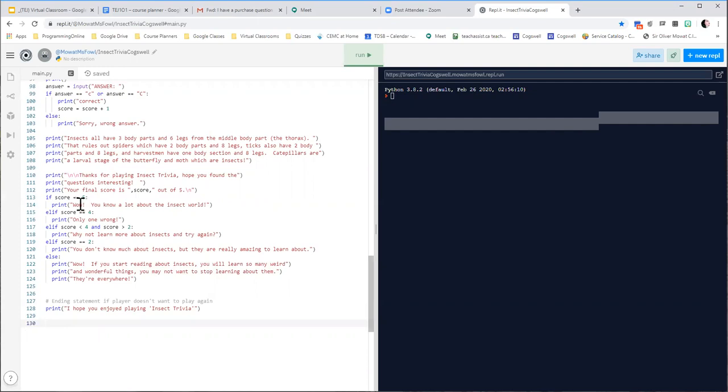Okay, and we gave a different message based off of the score, but let's say before we say, I hope you enjoyed, let's say at this point, we want to loop back. There's something called a while loop. And what we want to do is while the player wants to keep playing, let them play. So I'm going to add a play again variable.